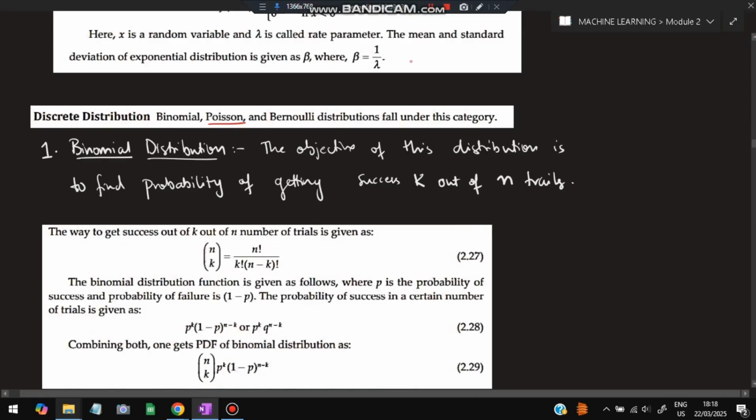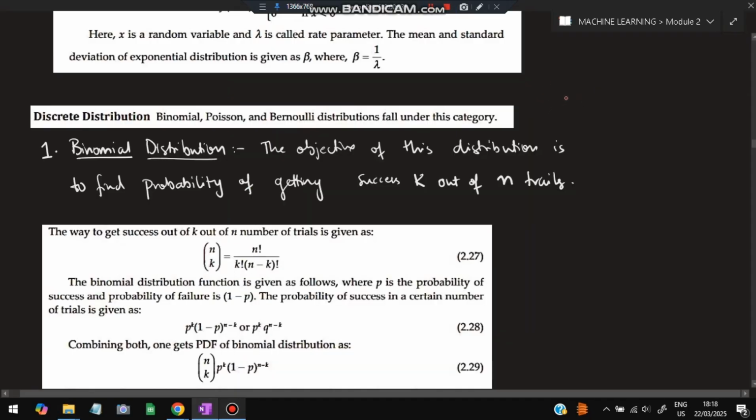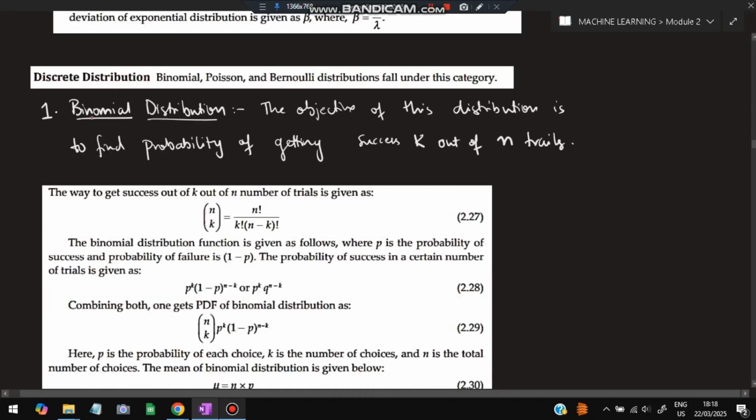Let's have a look at the discrete distribution. Here we'll be dealing with integers and numbers. For example, we'll be dealing with true and false values. So the binomial distribution is the first one. Here only two values will be there, true or false.